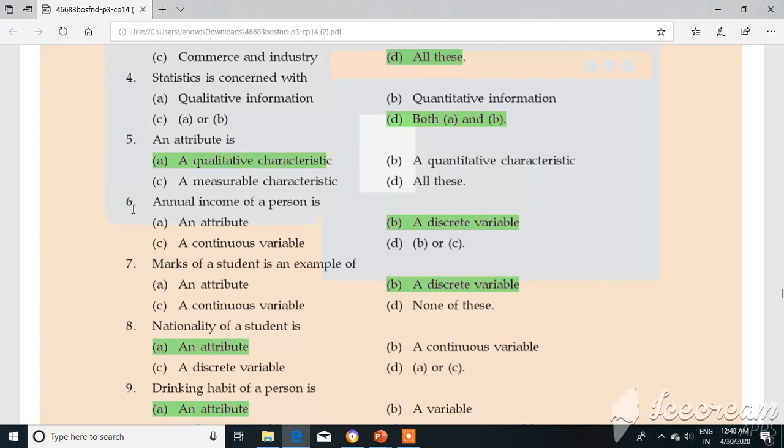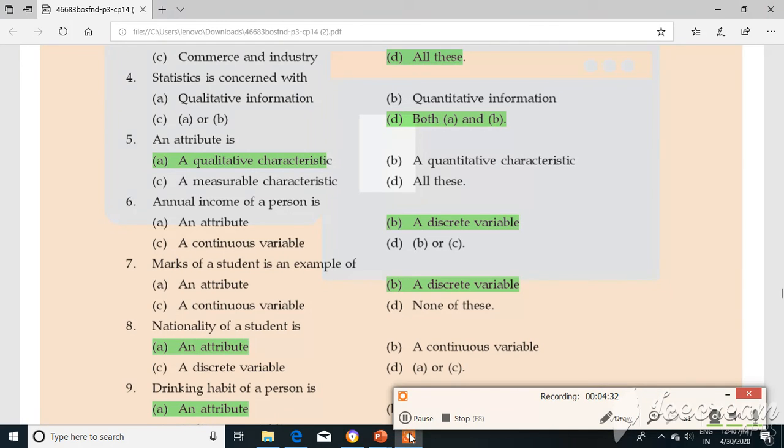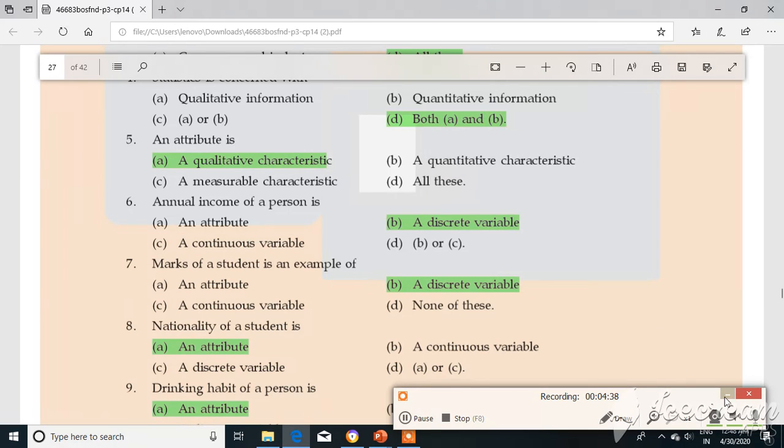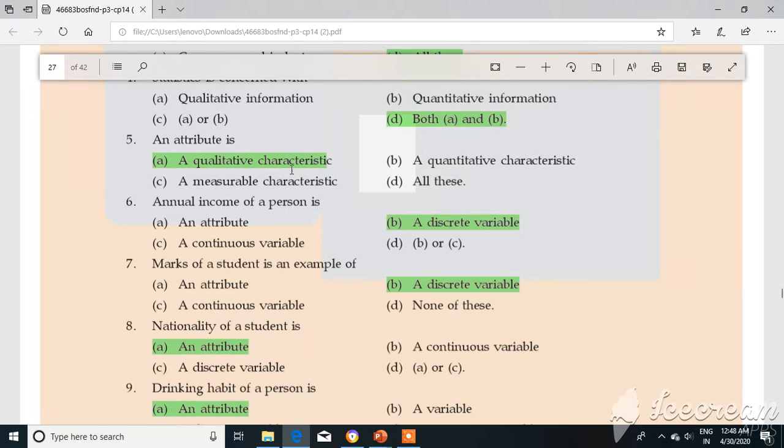Now the sixth question is, annual income of a person is: first option an attribute, second a discrete variable, third a continuous variable, fourth B or C, so either discrete or continuous. Annual income of a person is a discrete variable. There are two types, one is discrete, another is continuous. It is not an attribute because the income is in terms of numbers. So I have a discrete variable. What is the difference between discrete and continuous?